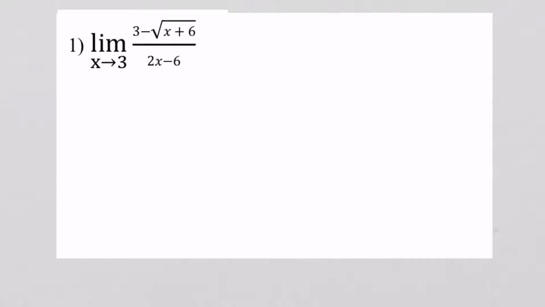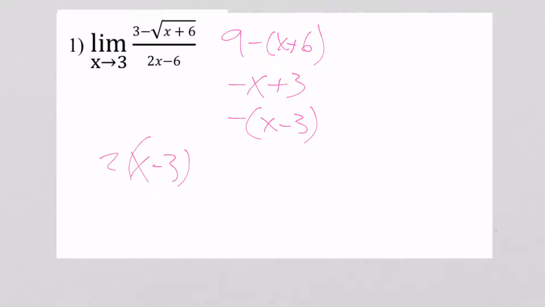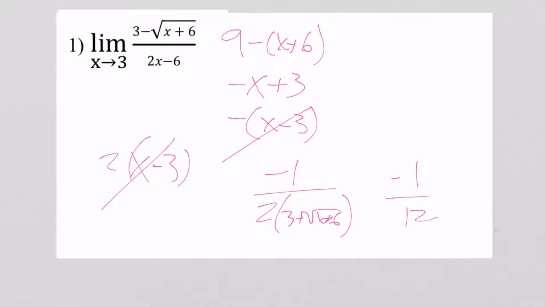So let's start. Square root, that means conjugate, so I'm going to get 9 minus x plus 6 in the top, which is going to give me a negative x plus 3, which I'm going to factor to give me a negative x minus 3, which is good because in the bottom I have a 2x minus 6, which is an x minus 3 with a 2 out front. So I have a hole that cancels, so I'm left with a negative 1 over 2 times that conjugate, which is 3 plus root x plus 6. If I plug in 3, I get 3 plus 6 is 9, square root of 9 is 3, 3 plus 3 is 6, 6 times 2 is 12, so my answer is negative 1/12.